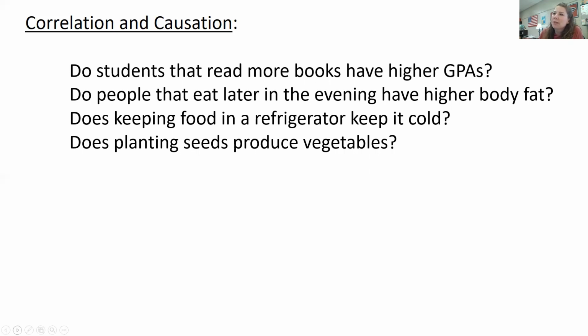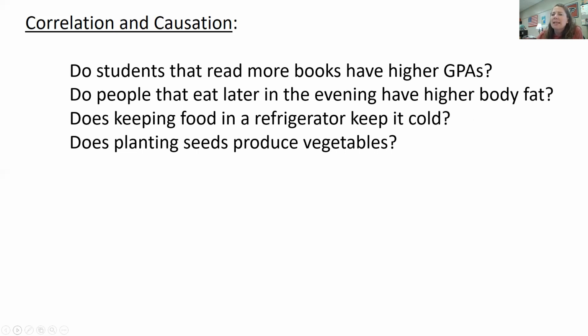So do students that read more books have higher GPAs? Well, if we said that high GPAs is caused by people reading books, that wouldn't make any sense, right? But there might be a positive correlation between the people who read more books also have high GPAs, right? Maybe a positive correlation. Certainly lots of outliers would be there because not everyone that has high GPAs, grade point averages, ever read a book, right?